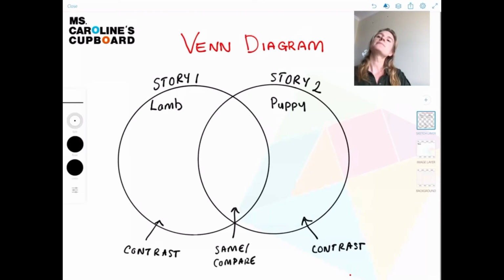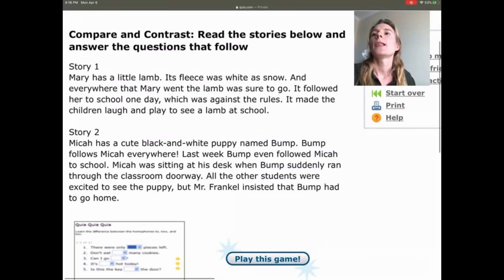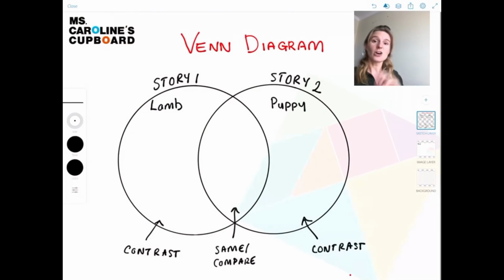Okay, let's find something that's the same with the two stories. Let's go back to the stories. Its fleece was white as snow. Everywhere that Mary went, the lamb would go. And then story 2, Bump followed Mika everywhere. So the two animals in both stories followed the owners, didn't they? So that's the same in both stories. So we're going to put that in the center section.